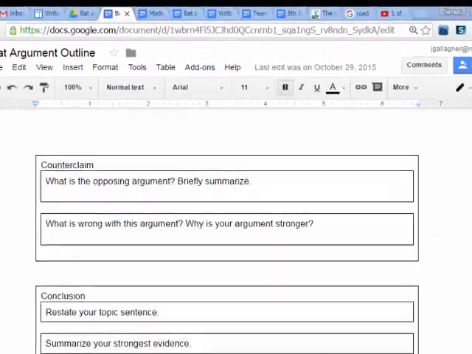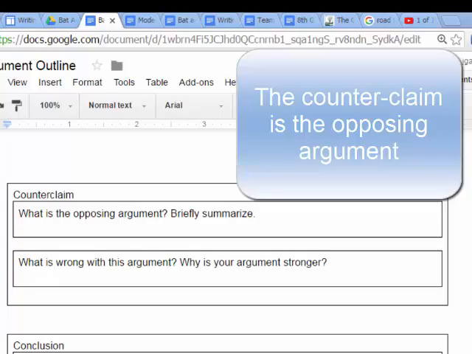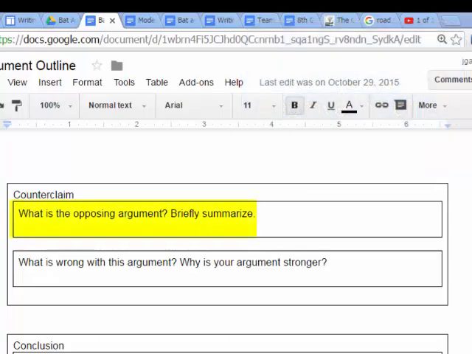One of the different parts about an argument is that you are required to explain the counterclaim. The counterclaim is the other side's opinion, the other side's argument. So it's your job to disprove what they're trying to say. So in the graphic organizer, you have to identify what their argument is, just briefly stating it. All right, you don't want a lot of information here because that's not the focus of your writing. And then you want to identify what's wrong with it. Why is your argument stronger?